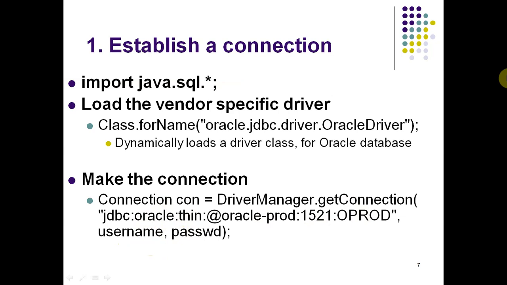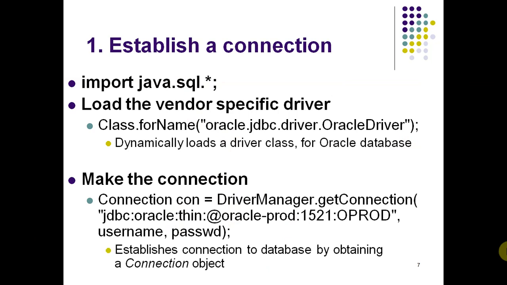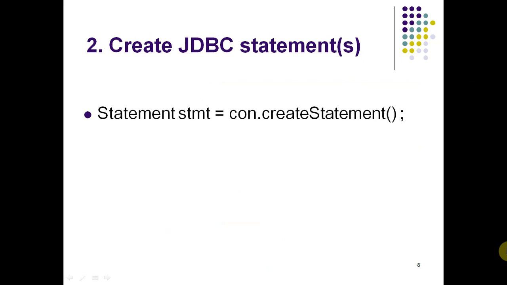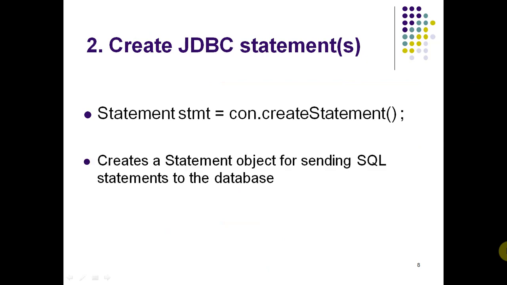So this is OPROD. This may be our DSN name. We have to create the DSN on the control panel, and this is a very easy step, and you can Google how to create the DSN. So accordingly we'll write the DSN. And after establishing the connection, obtaining the connection object, the next step is to create a JDBC statement.